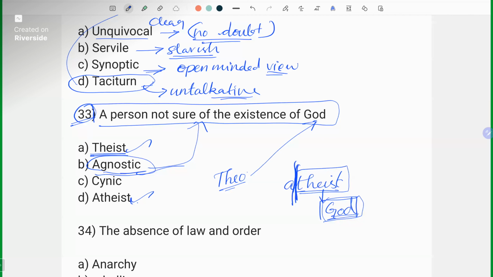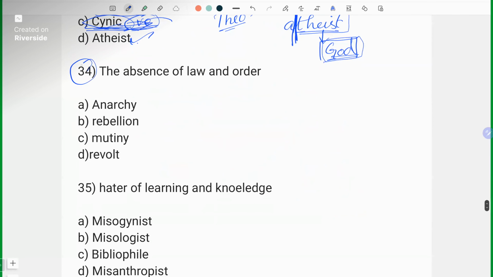Agnostic is the answer. Cynicனா நம்ம பார்த்தோம். Someone who thinks it is a negative term. Cynic person is who thinks all people in the world are selfish and has selfish intentions. That is cynic. The absence of law and order. What is the answer? Find the odd one out. That is the clue. Find the odd one out and come up with the answer, please.